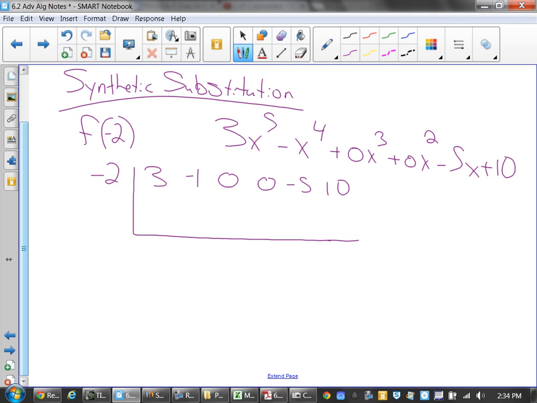Okay. Now for the process. You guys like processes. You're good at them because you replicate them. First thing you always do is you drop the 3 here. Okay? Now, multiply -2 times 3. What do you get? -6. You write that there.